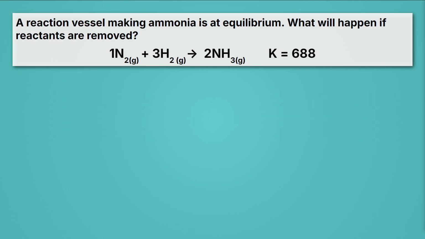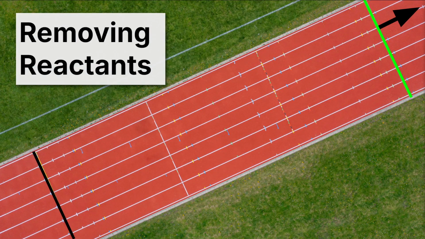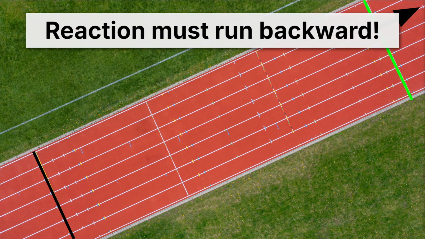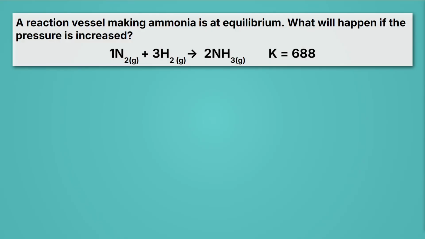All right, what about if reactants are removed? Well, remember, reactants are like that starting stuff, and I have just the right amount of them when I'm at equilibrium. If I take them away, I'm going to have too much of the finished product and not enough of the starting stuff. That pushes me past the finish line, and so the reaction's going to have to run backwards to get to equilibrium. Okay, let's look at another type of change.